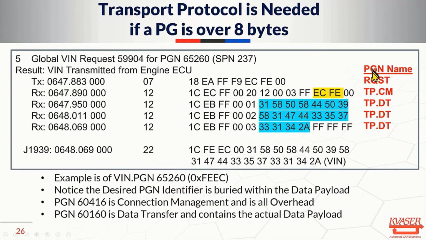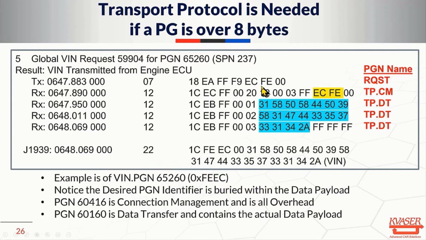I put out here the name of the message that we're decoding. We can see it's a slightly different request message. It goes to the global address, not to the engine ECU. The source address of this request message is the service tool, F9, whereas before it was the other way around, I think. And it's requesting a different PGN.